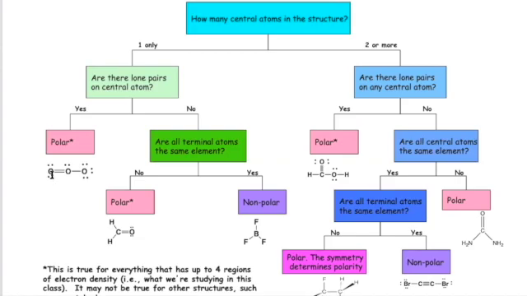Don't count the ends. They don't dictate the geometry. They're just hanging out there, flapping in the wings, but it's the central atom that determines whether it's going to be linear, trigonal, tetrahedral, or pyramidal. These things at the end do not dictate that. So I hope that's clear.